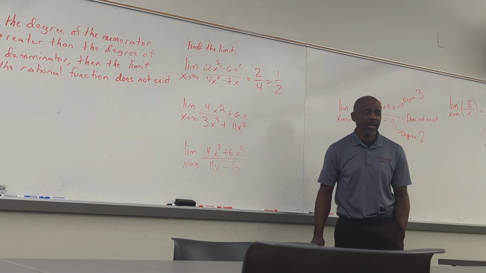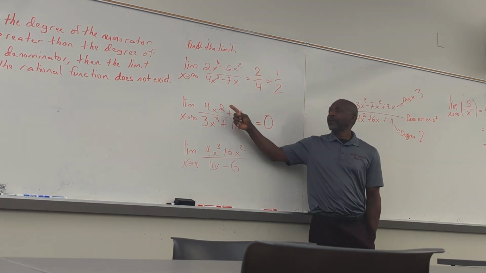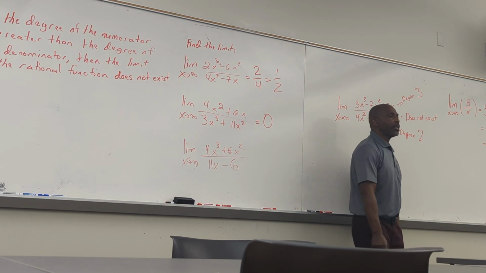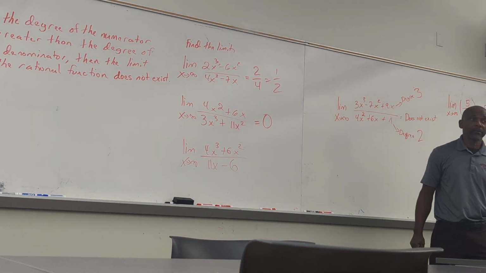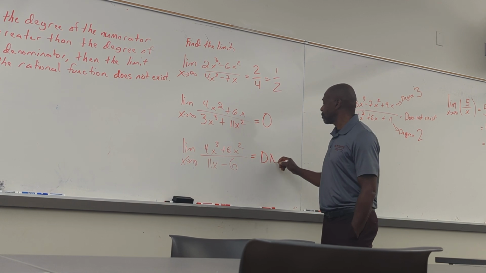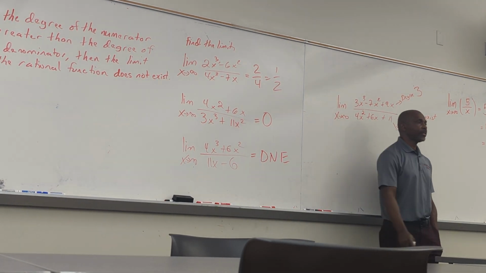0. Why? Because the degree of the numerator on top is less than the bottom, so the answer is 0. What's the answer to the last one? Does not exist. Why? The top is greater than the bottom. So how easy is this, class?